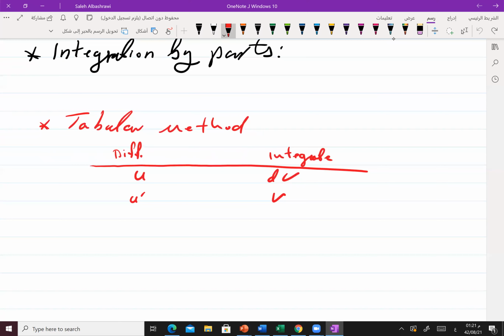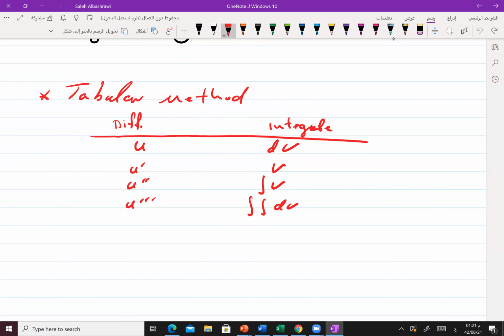But sometimes I need more than one time to find the integration by parts. So I'm going to differentiate for the second time and integrate the second one. Differentiate for the third time and find another integration. And keep doing like this. So we can say that in the tabular method, the integration of u dv can be written as uv minus the integration of v du plus u double dash integration of v. It's just moving diagonally.